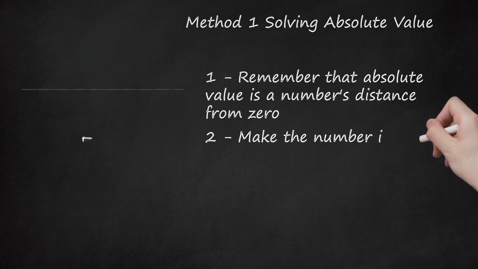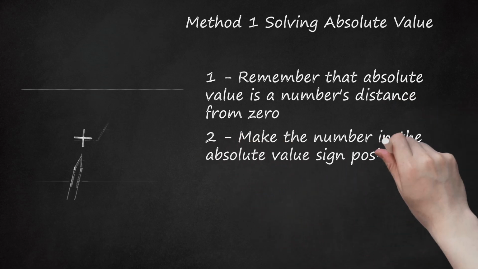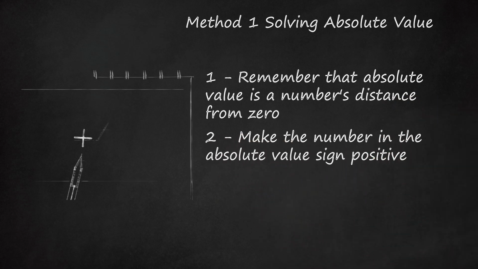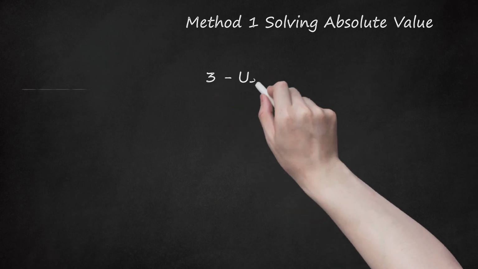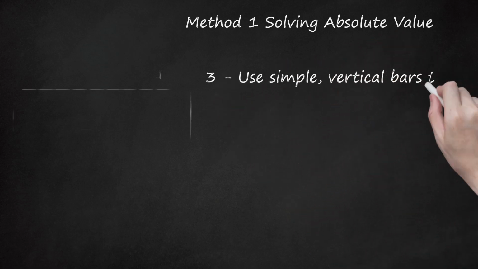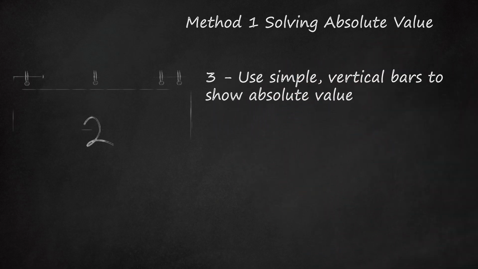2. Make the number in the absolute value sign positive. At its most simple, absolute value makes any number positive. It is useful for measuring distance, or finding values in finances where you work with negative numbers like debt or loans. 3. Use simple, vertical bars to show absolute value.